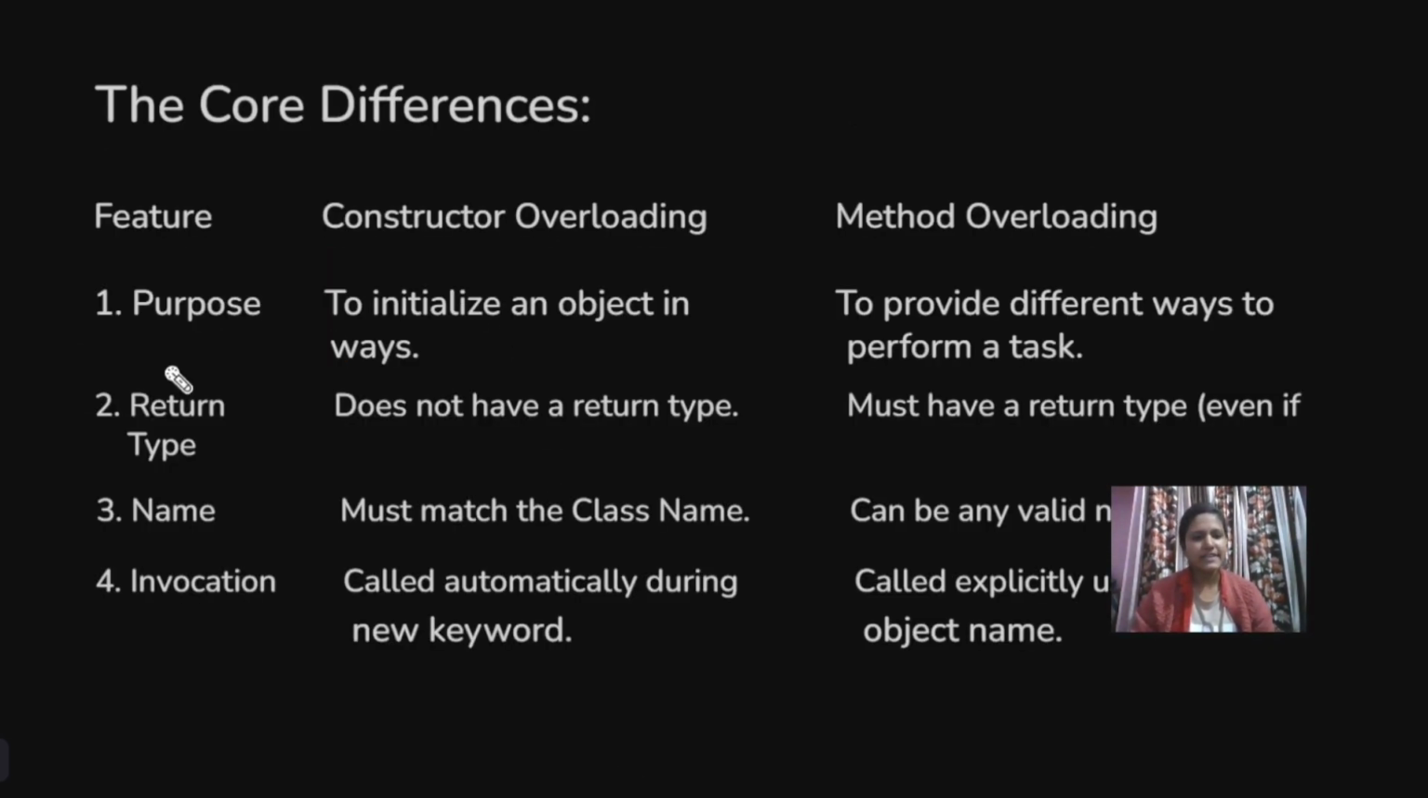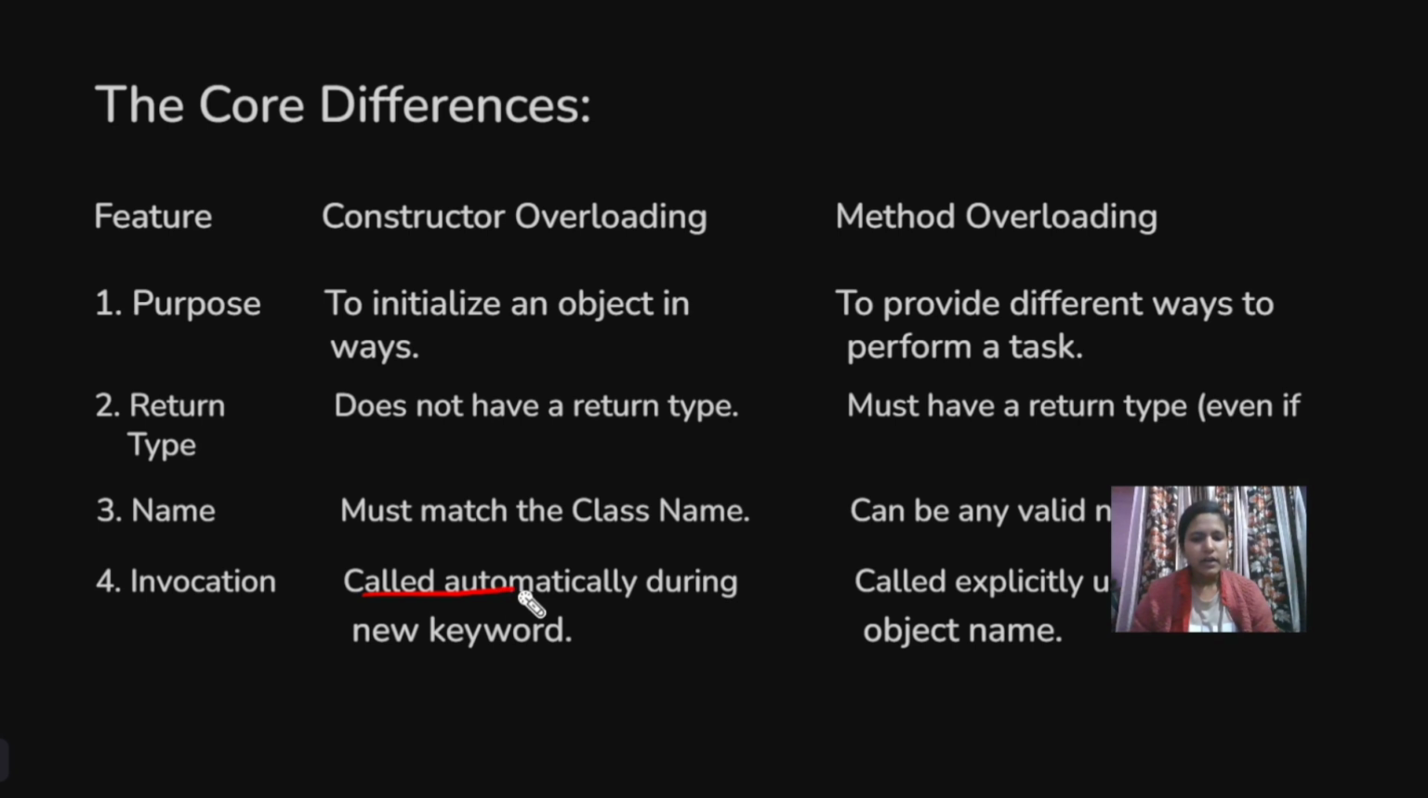Next is the core difference. The purpose of constructor overloading is to initialize an object in multiple ways, and the purpose of method overloading is to provide different ways to perform a task. Basically the constructor does not have a return type, but a method must have a return type. Basically it returns something, but it is never written. The third thing is the class name. The constructor name and the class name must match, but the method name and the class name need not match. It can be any valid name.